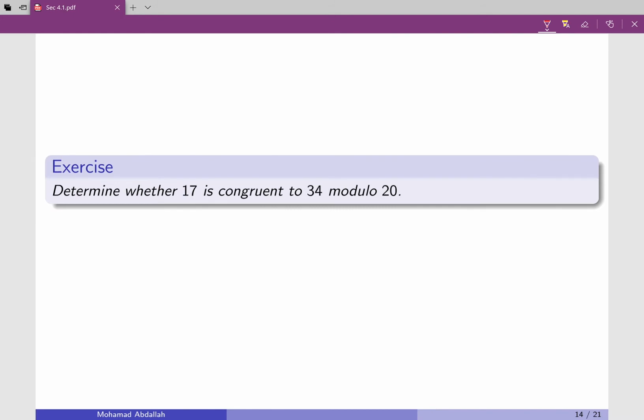So here's an exercise, and I can show you how we can do this in multiple ways. Determine whether 17 is congruent to 34 mod 20. So I want to show if this is true: 17 congruent to 34 modulo 20. One thing I can do is the following. First, this is equivalent to answering the following question.